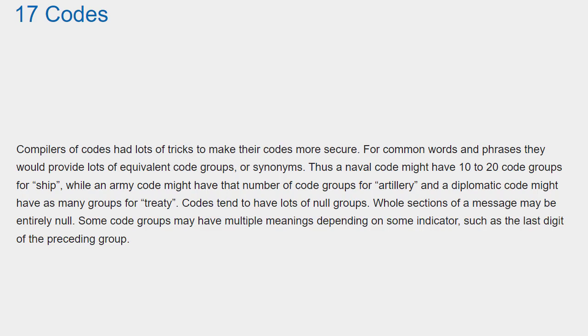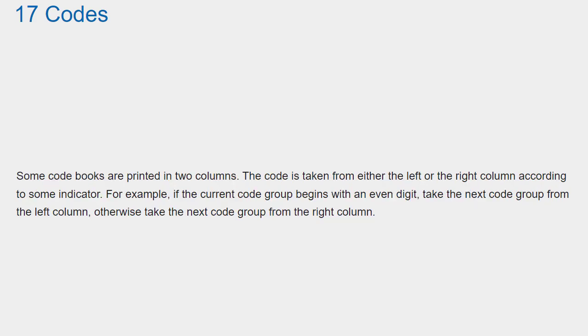Some code groups may have multiple meanings depending on some indicator, such as the last digit of the preceding group. Some code books are printed in two columns. The code is taken from either the left or the right column according to some indicator. For example, if the current code group begins with an even digit, take the next code group from the left column. Otherwise, take the next code group from the right column.